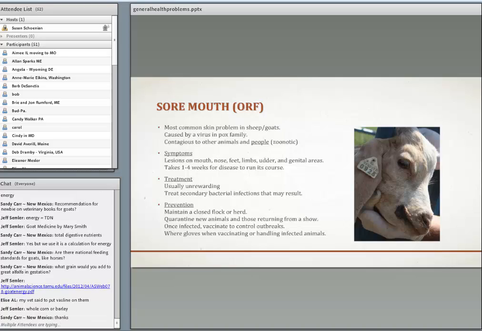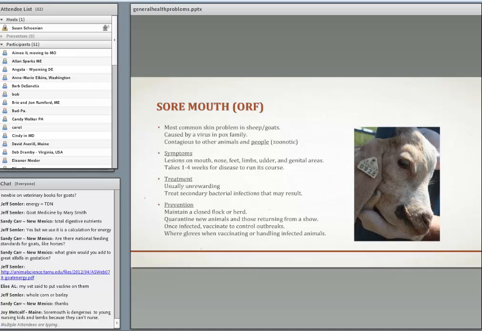You prevent sore mouth by maintaining a closed flock or herd, by quarantining new animals and any animal returning from a show. Once you're infected, you can use the vaccination to control outbreaks, just like we talked about, I don't know, 2 or 3 classes ago. The point of sore mouth vaccination is to give them the disease, but to give it to them where and when you want, to keep them from being a problem during lambing and kidding, to keep it from being a problem taking them to the shows. You need to wear gloves when you're vaccinating and handling these infected animals because, again, people can get it.